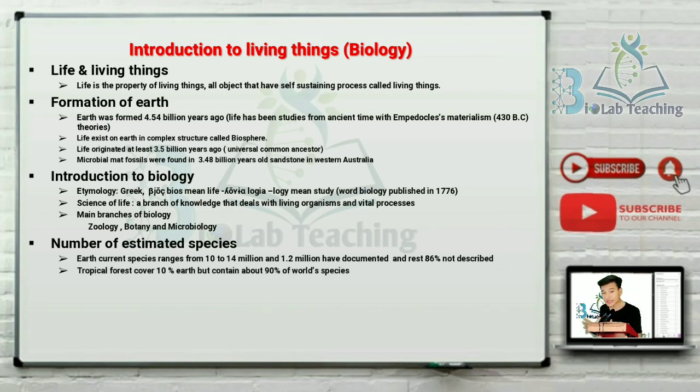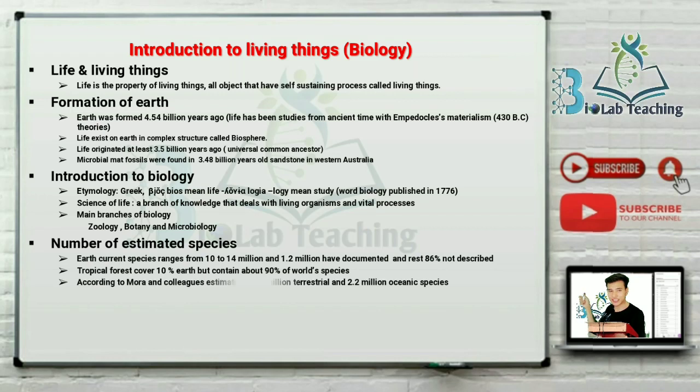The tropical forests, like the Amazon, are present in 35 countries such as Brazil. The tropical forests cover 10% of the land but contain 90% of the world's species. For example, if there are 100 species in the world, 90 of them are present in the tropical forest, and just 10 are present in the rest of the world.